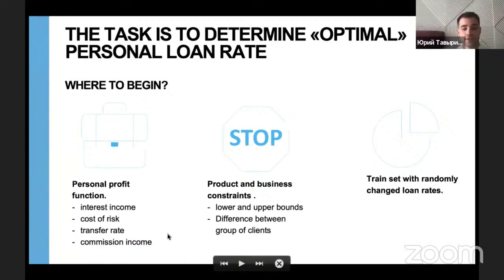Secondly, you need to collect business constraints. These can be lower and upper bounds on rates for different groups of clients, restrictions on the difference in rates between different groups of clients, or restrictions on the difference in rates between refinancing and regular cash loans. Third, and of course the most time-consuming and resource-consuming, is to collect a training sample. That means in order to build such models, it's necessary to select random groups of customers covering all different types of customers and randomly change their rate. If you have made progress on all these points, then you can start the task.